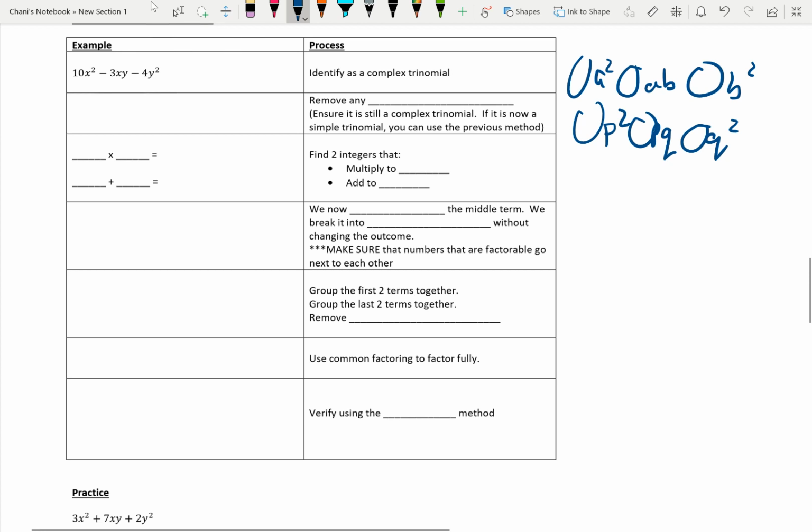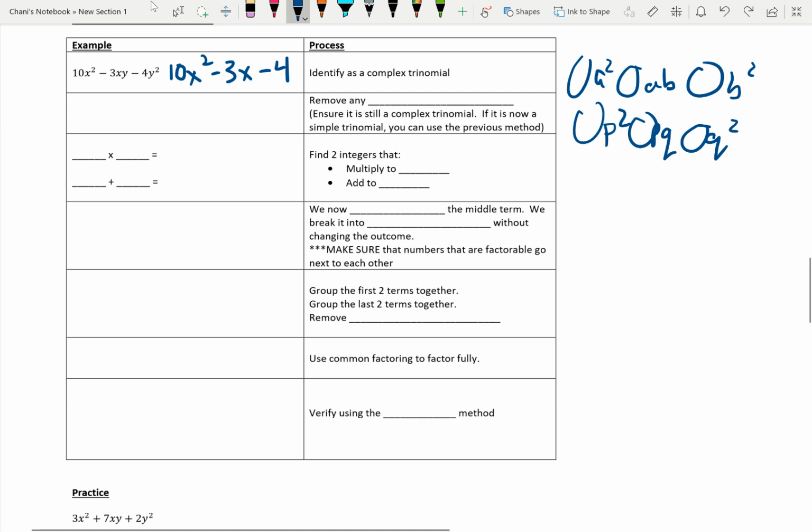So I have a kind of cheater way of doing this, where I actually take out one of the variables. So I will rewrite this as 10x squared minus 3x minus 4. I honestly just take out anything with y. I'm going to erase that though, and then later, I'm going to add the y back in at the end.